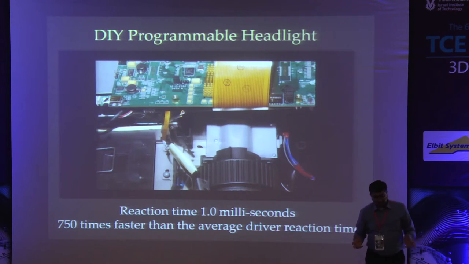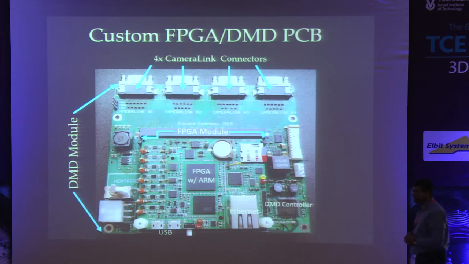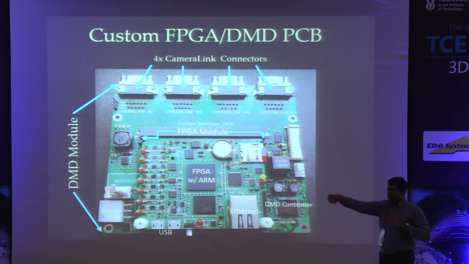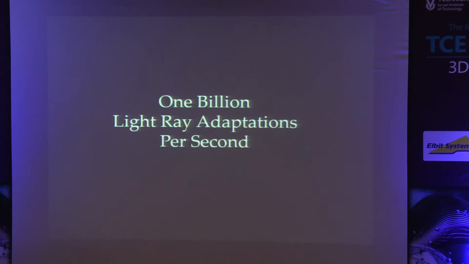Because this is a DMD projector, the reaction time we can achieve, meaning imaging, processing, and projection, happens within 1 millisecond. So this is the world's fastest projector camera system, okay? And it took us a long time. We developed the PCB for this. We have very complicated data flows through FPGA, GPU, ARM core, everything, right? And the result is that we are able to do 1 billion light beam adaptations per second, okay?